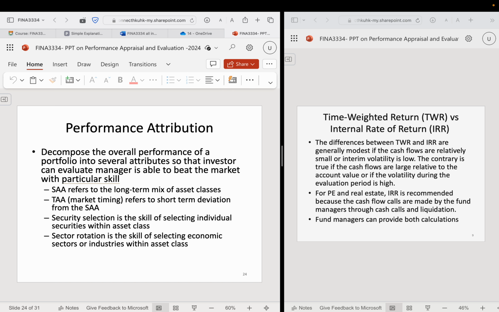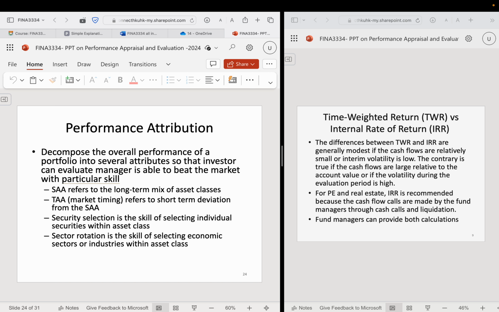And then we have the TAA, tactical asset allocation. That means we would like to time the market, in case we think that some asset class will be better than another asset class, or some security is better than another security. It refers to the short-term deviation from the SAA.